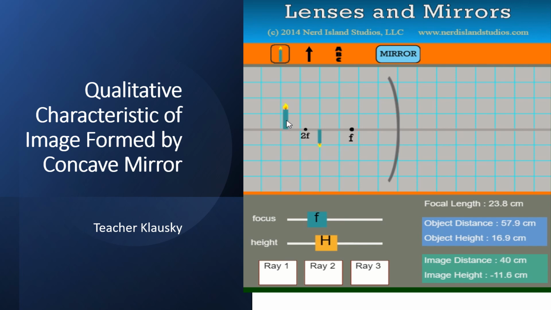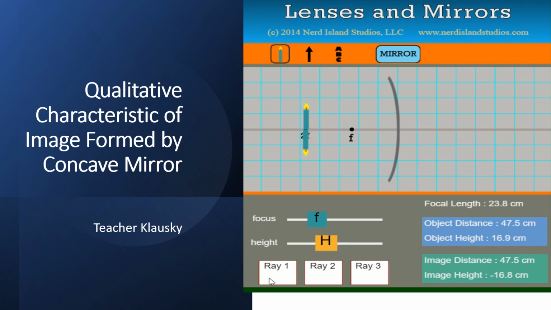So here is the object that we will use. We are using a candle as our object. This one is the candle. So I will place the candle. The object location will be at the 2F. I will place that at the 2F, or the center of curvature.